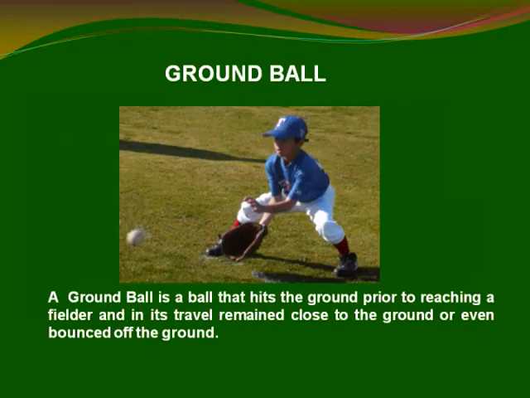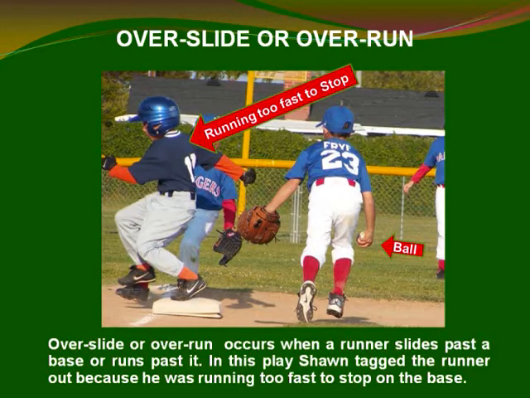A ground ball is a ball that hits the ground prior to reaching a fielder and in its travel remains close to the ground or even bounces off the ground. Overslide or overrun occurs when a runner slides past a base or runs past it. In this play, Sean tagged the runner out when he overran third base.